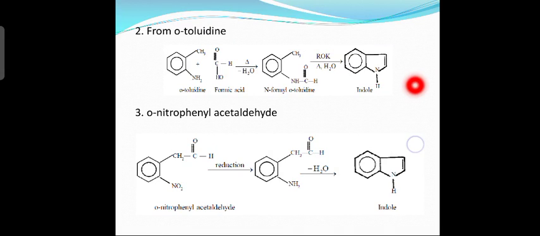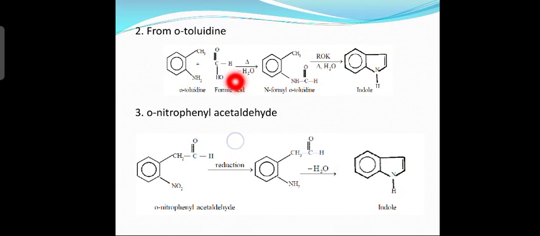Indole is prepared by heating N-formyl orthotoluidine with potassium alkoxide. Now how do you get N-formyl orthotoluidine? From orthotoluidine. This is the molecular formula of orthotoluidine. It has an NH2 group and then a CH3 group at the ortho position, so it is called orthotoluidine. It reacts with formic acid. What is the formula of formic acid? HCOOH. So when it is heated, elimination of a water molecule takes place.